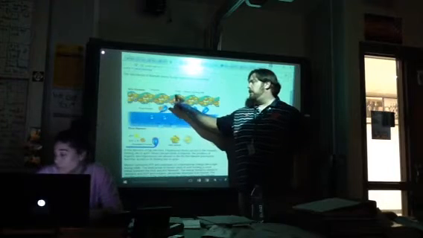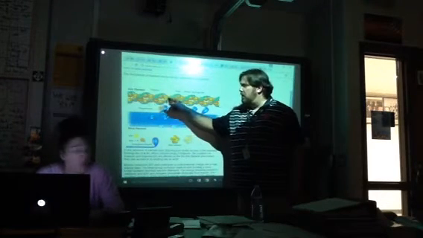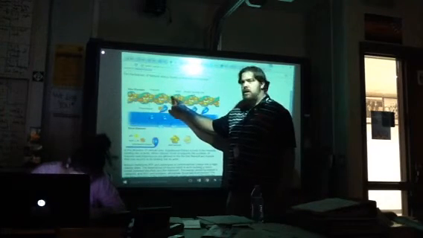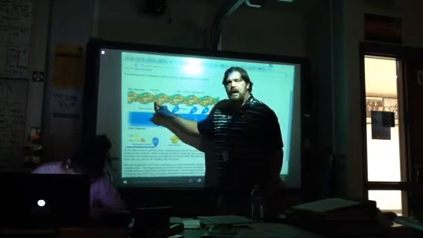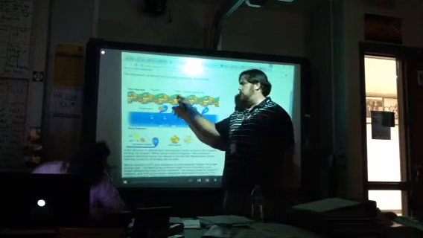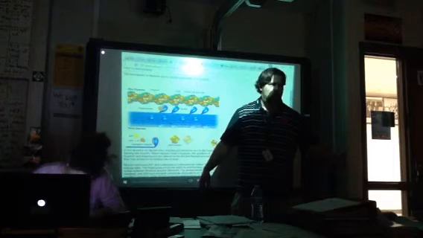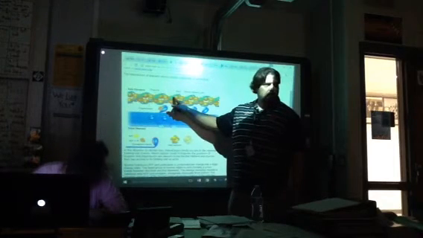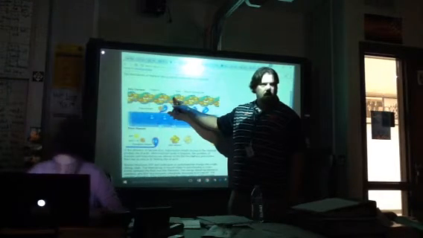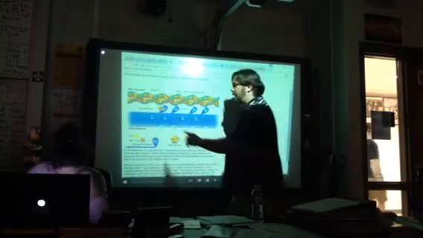Listen, troponin is the light green. The darker greenish color right here, that's tropomyosin. It's called the troponin tropomyosin complex because they're attached to each other. It's called a complex because the troponin is attached to the tropomyosin. They're not the same thing. The troponin is the binding site for calcium, which you'll see in just a second.